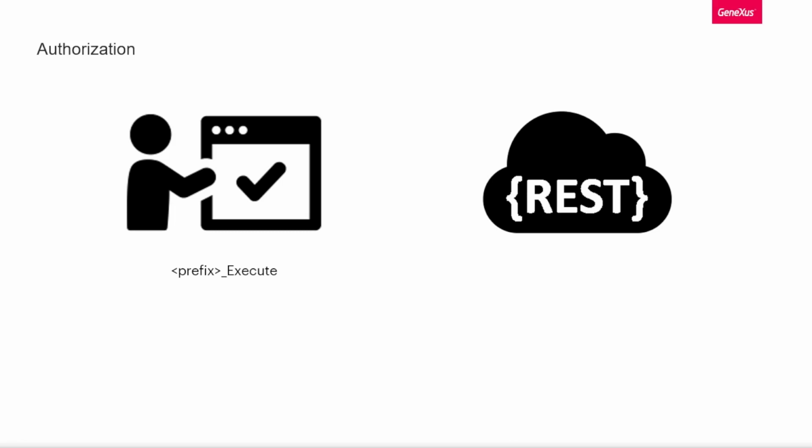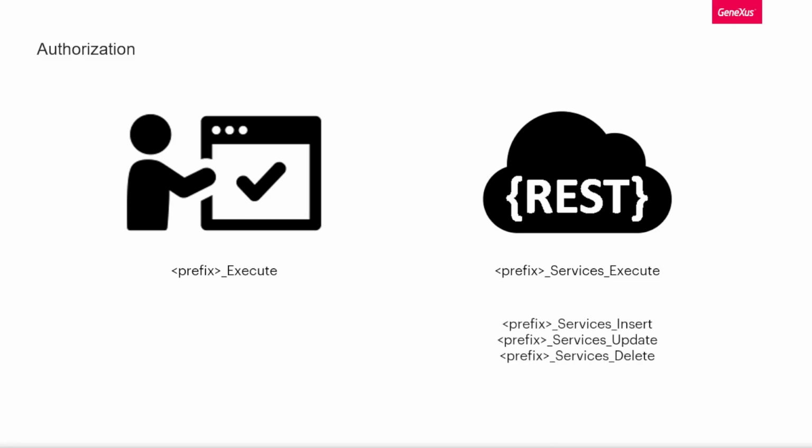Since the idea is to validate if the user has rights to execute an object depending on the method used to make the call, the GET method requires the prefix services execute permission. In this case, prefix is the permission prefix defined for the business component, and this is the minimum permission required. The rest of the permissions are as follows: insert, update, and delete. Here, as usual, we also have the full control that covers all permissions.